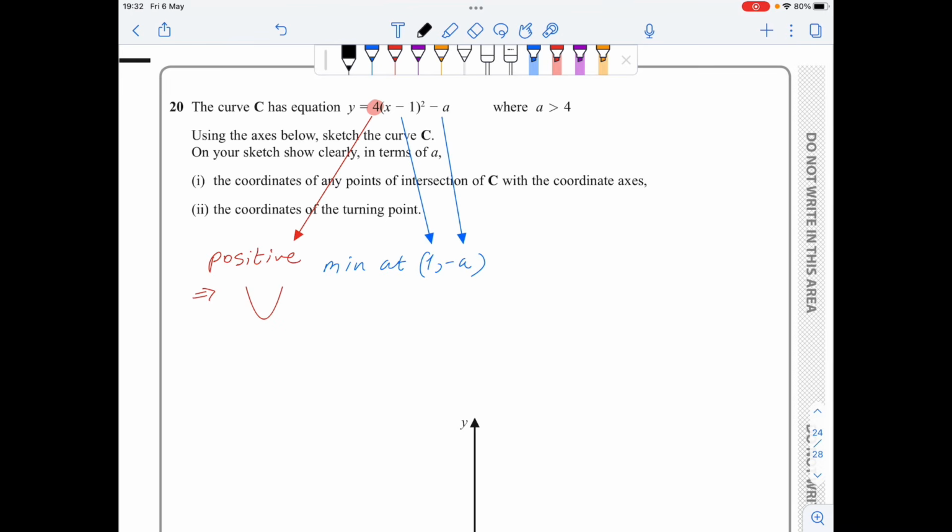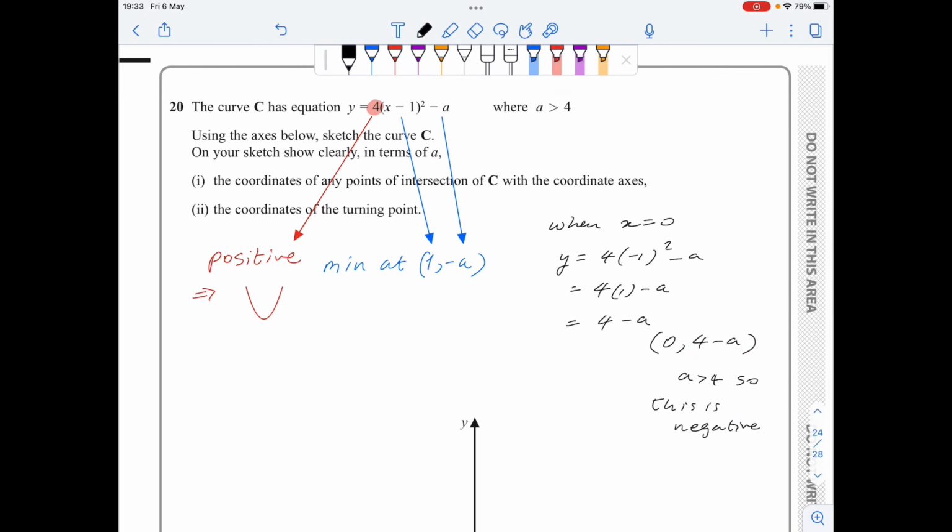To find the y-intercept, I'll just consider what happens when x equals 0, and this gives me y value of 4 times minus 1 squared minus a, which is 4 times 1 minus a, which is 4 minus a. So the coordinates of this point are 0, 4 minus a. Now note, because a is bigger than 4, 4 minus a comes out to be negative. We will also need to find what happens when y is 0. So let's write this down.